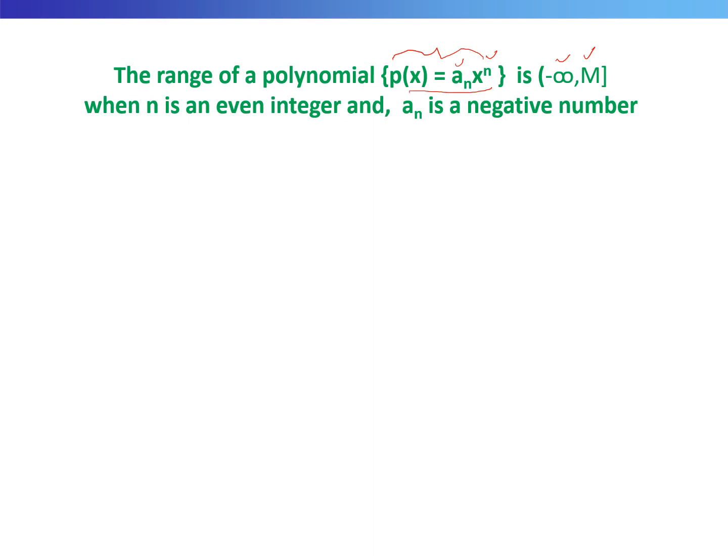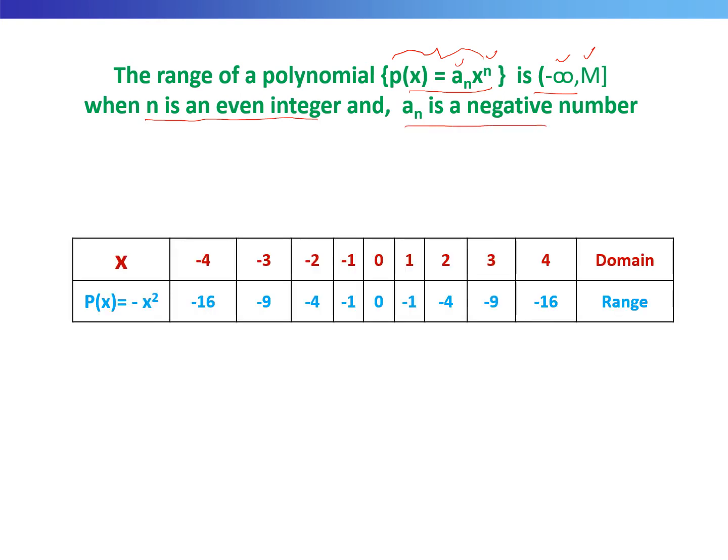What is the condition for this? The condition is number 1, n should be an even integer. Number 2, a sub n should be a negative coefficient. So let's take a look at these two conditions. Here is a polynomial that we're trying to analyze, and for this polynomial we have n which is equal to 2 in this case, and 2 is an even integer, so this condition is satisfied.